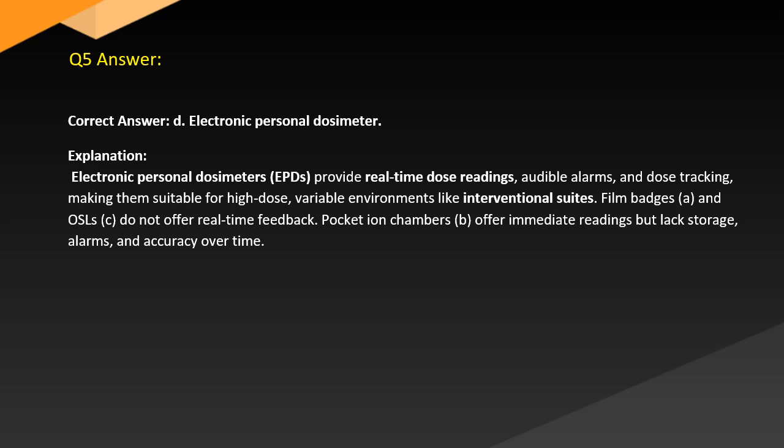Answer. Correct answer, D. Electronic personal dosimeter. Explanation: electronic personal dosimeters provide real-time dose readings, audible alarms, and dose tracking, making them suitable for high-dose variable environments like interventional suites. Film badges A and OSLs C do not offer real-time feedback. Pocket ion chambers B offer immediate readings but lack storage, alarms, and accuracy over time.